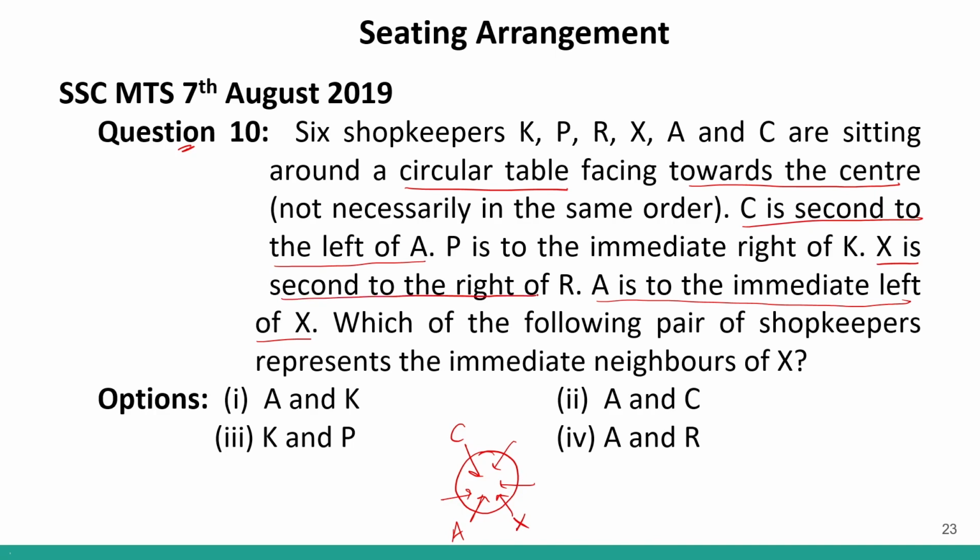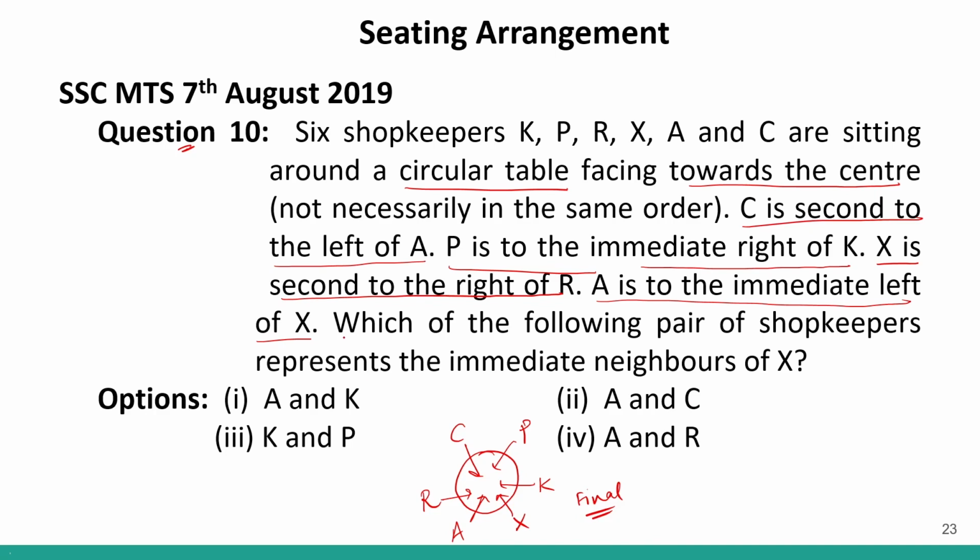X is second to the right of R. That means R will come over here. And it is given to us that P is immediate right of K. So if P is immediate right of K, K will come over here and P will come over here. This will be my final arrangement.